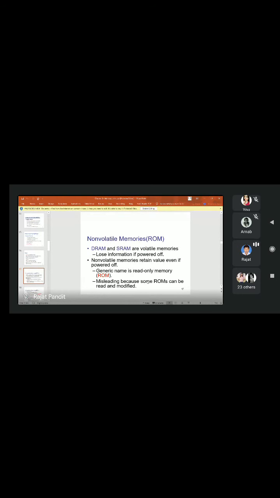And there is non-volatile memory, ROM. RAM is again divided into DRAM and SRAM. Dynamic RAM means DRAM, and SRAM means static RAM. Volatile memories lose information if power is off. I have already told you non-volatile memory retains value even if power is off. I mean after the switch off of your laptop computer, all the information will be available in your ROM. The generic name is read-only memory. It is misleading because some ROM can be read and modified.